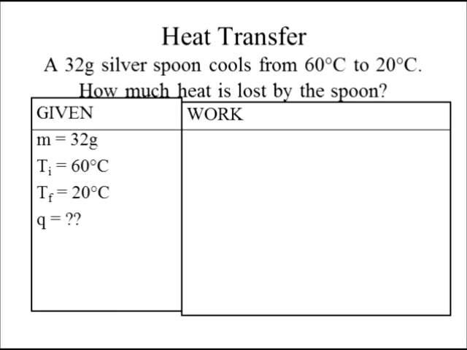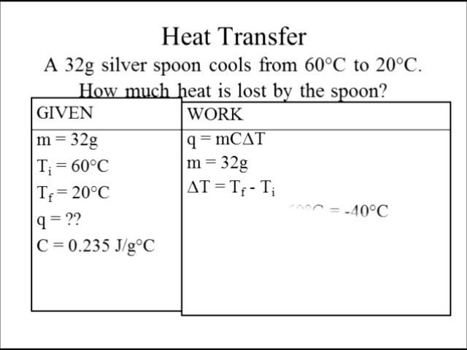Don't know what Q is, but I do know that it's silver. So if I look at my chart, I can find that its specific heat is 0.235 joules per gram per degrees Celsius. So let's start with our formula. Q is equal to mc delta T. So plug in the mass, plug in my final minus my initial. 20 minus 60, so negative 40.